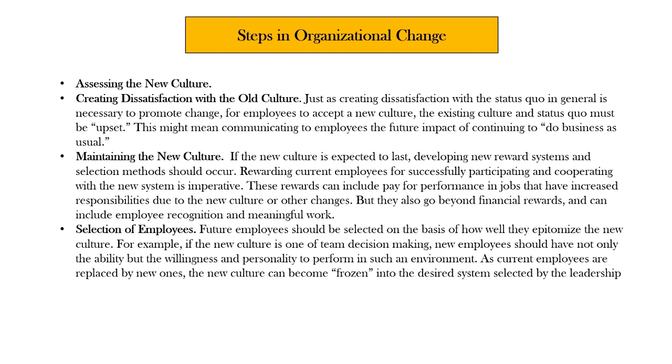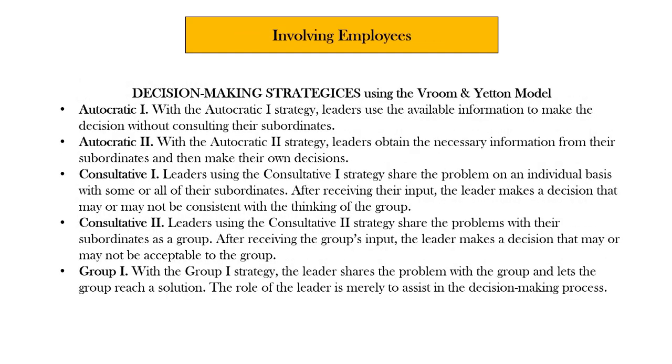Now we should be involving our employees in the organization for us to really spark change. We have the decision-making strategies using the Vroom and Yetton model. For autocratic 1, this is a strategy wherein leaders use the available information to make the decision without consulting their subordinates. For autocratic 2, leaders obtain the necessary information from their subordinates and then make their own decisions.